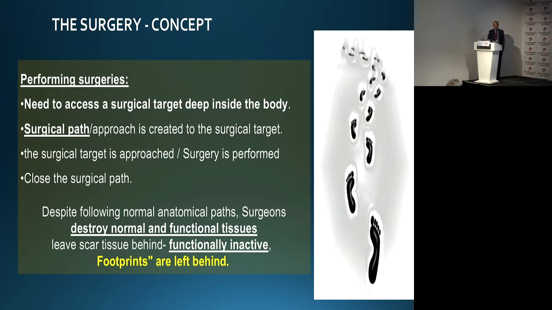And the whole concept of surgery in spine is that we need to access a surgical target deep inside the body. There is a surgical path. An approach is created to that path. The target is approached, surgery is performed, and we close the path. Despite following normal anatomical paths, surgeons destroy normal and functional tissues, leaving scar tissue behind, which is functionally inactive and potentially causing a problem with pain.